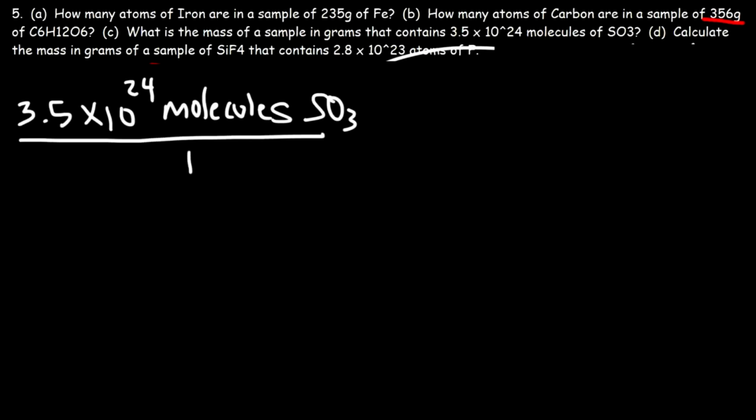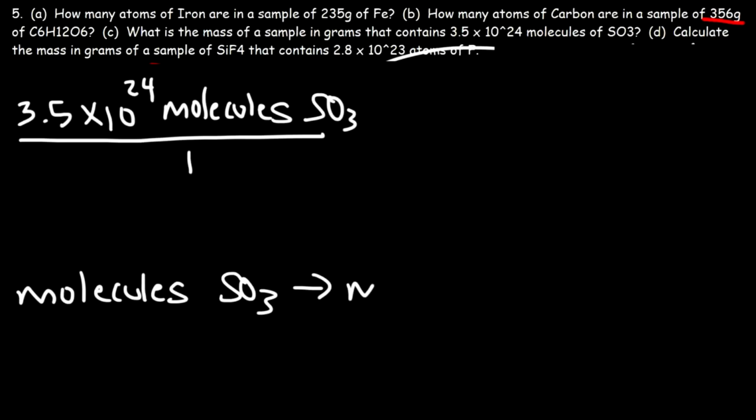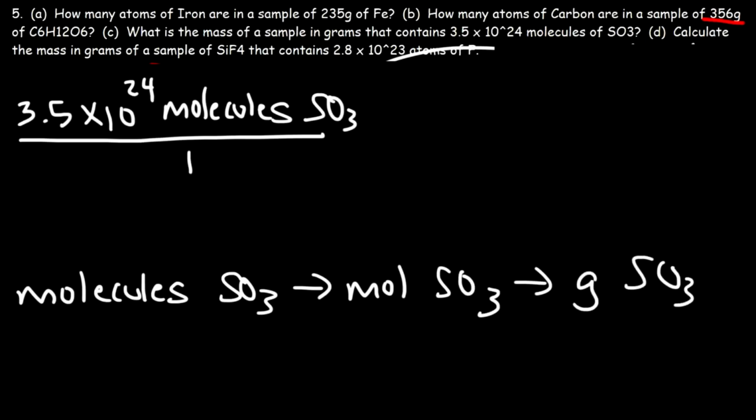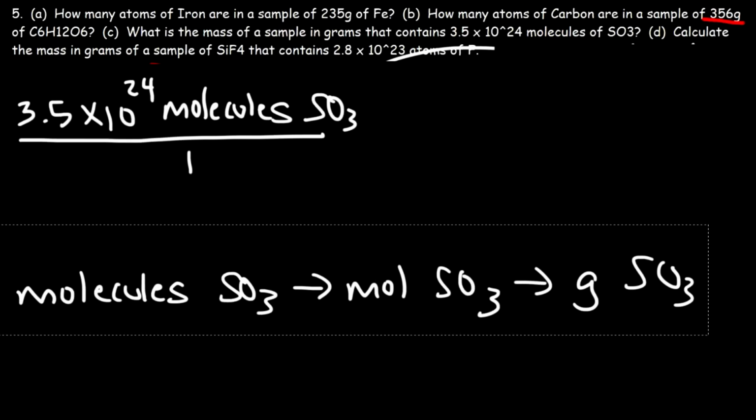So we just need to find the mass of the sample. So right now we have molecules of SO3. SO3 is a molecule. It's made up of many atoms. So once we have molecules, using Avogadro's number, we can convert from molecules to moles, and then using the molar mass, we can go to grams of SO3. Now we don't need to do anything else, because once we have the mass in grams, that's it, we're done. So we don't have to change the substance in this example.